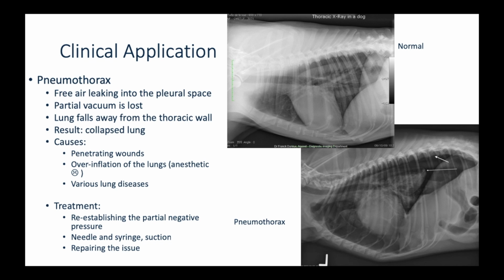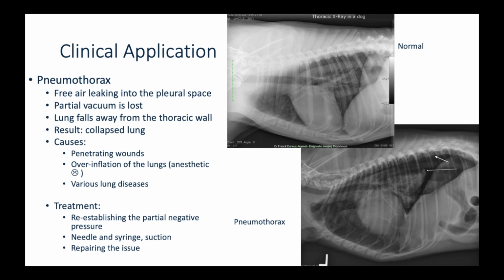I said that the lung kind of sits stuck to the rib cage, that's the thoracic wall. In the case of pneumothorax, air gets in between the lung and the thoracic wall, and the lung kind of falls away from that rib cage, because now nothing's holding it in place. The negative pressure isn't holding it in place. This causes the lung to collapse, which definitely can be a serious life-threatening injury.